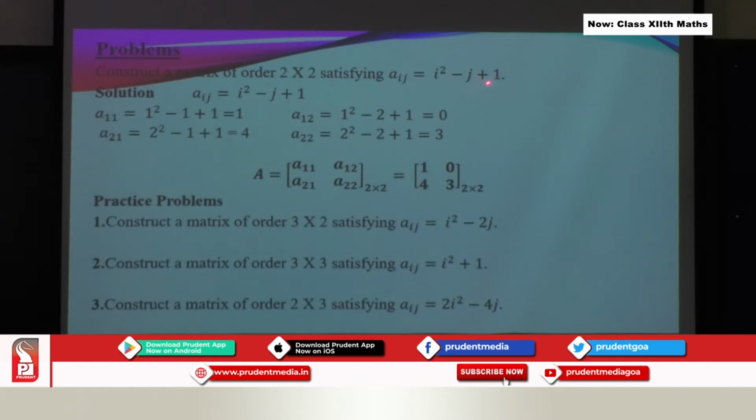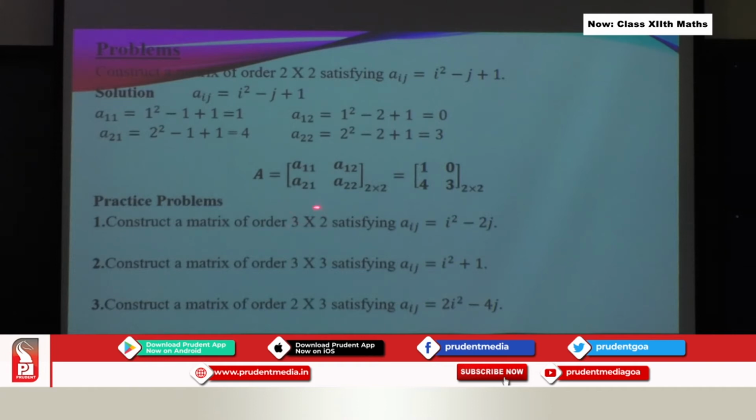So in this kind of problem, two things are important: first, what order is given, and what is your matrix generator. Now here we have some practice problems, so you can pause and take these problems and solve them for your practice.